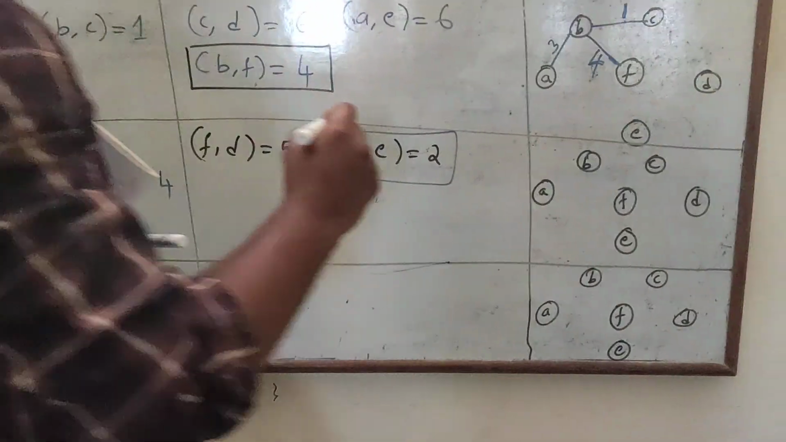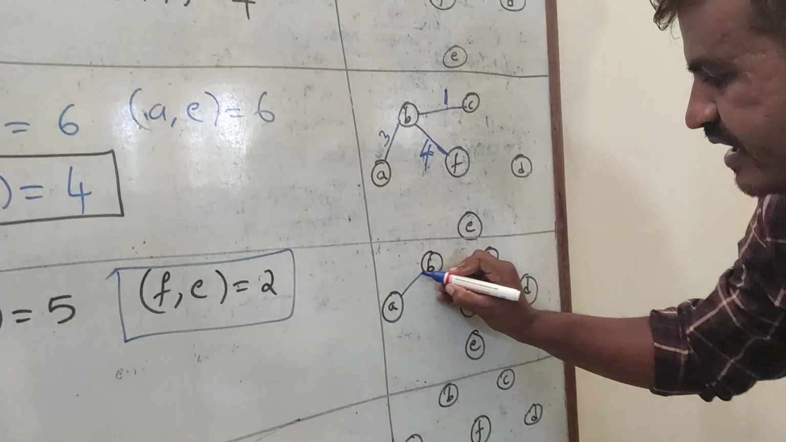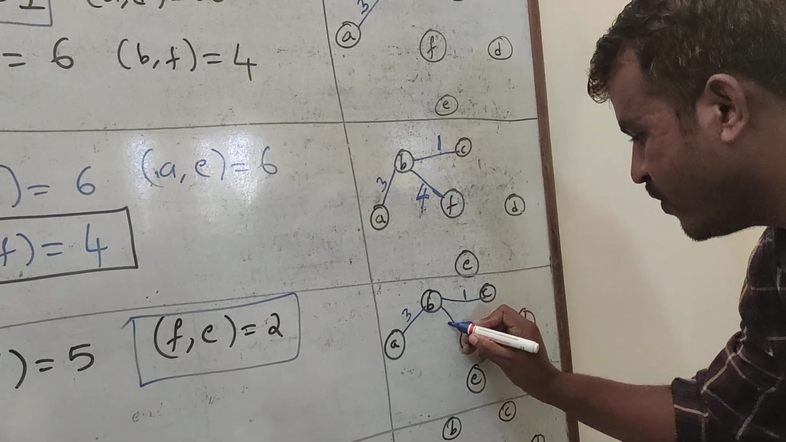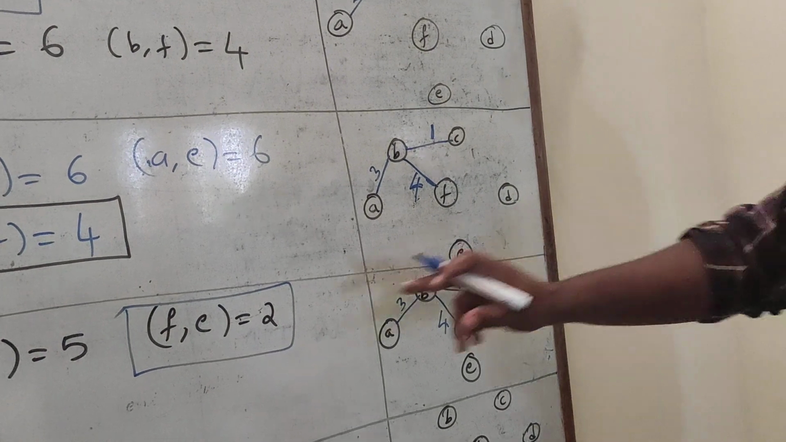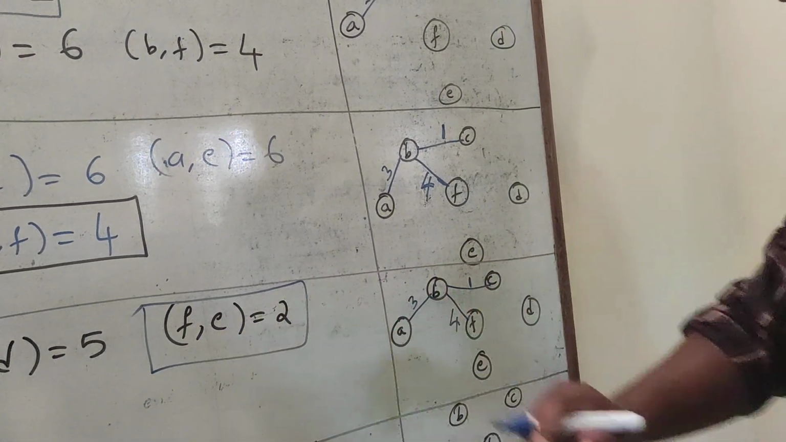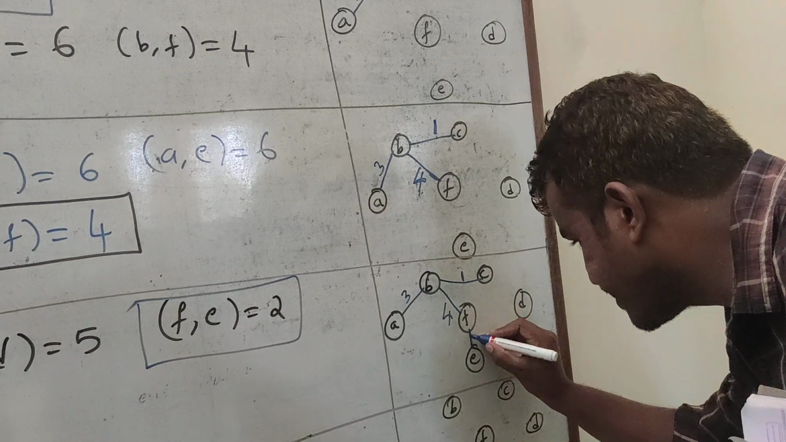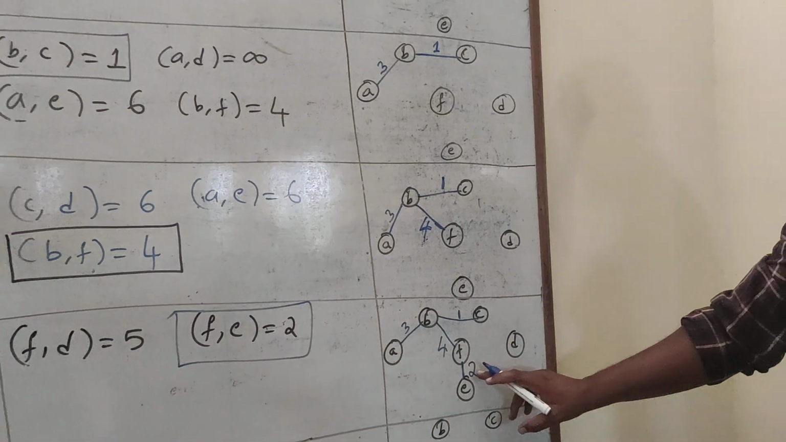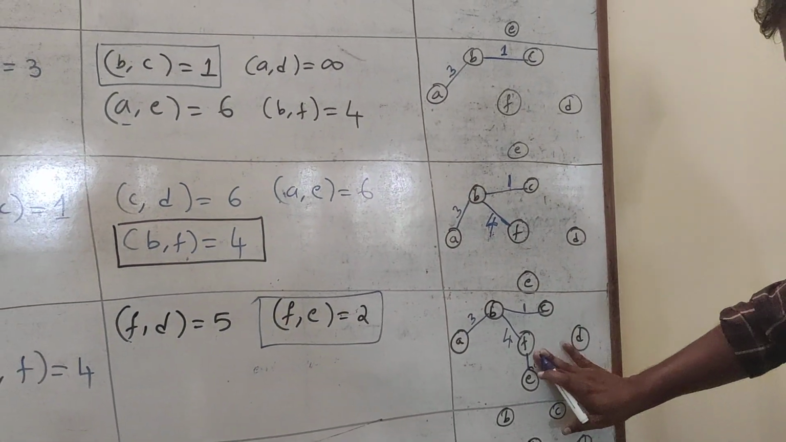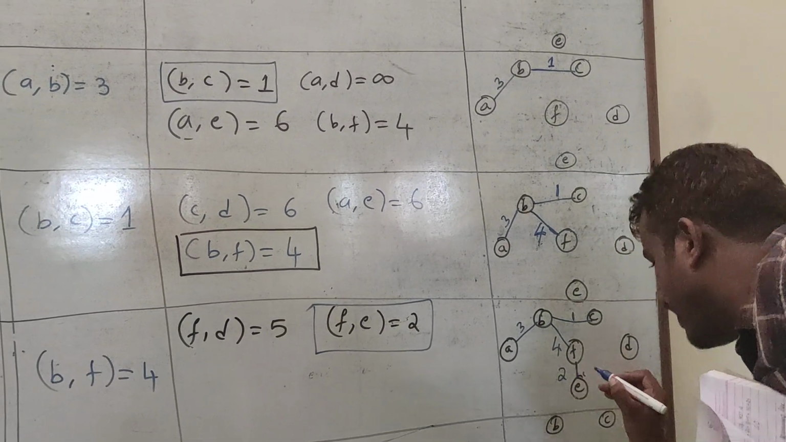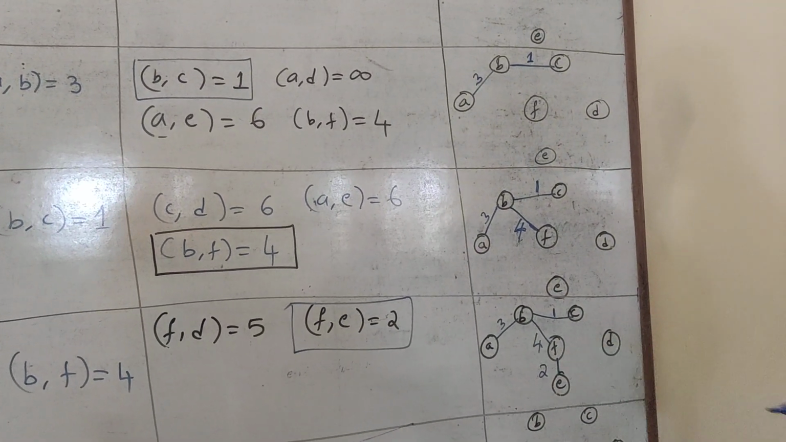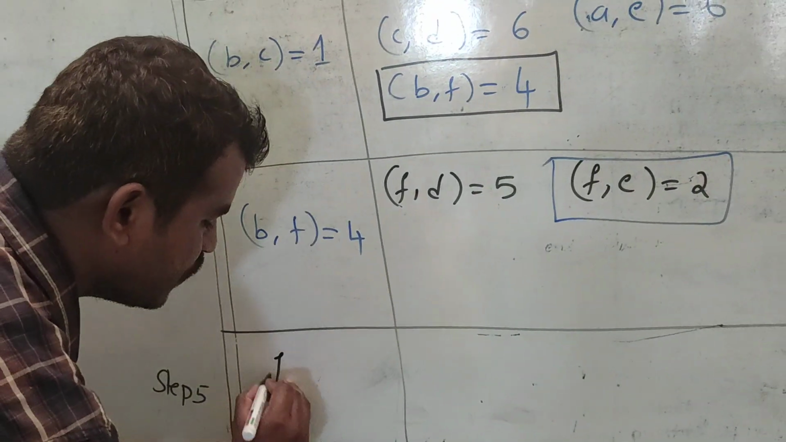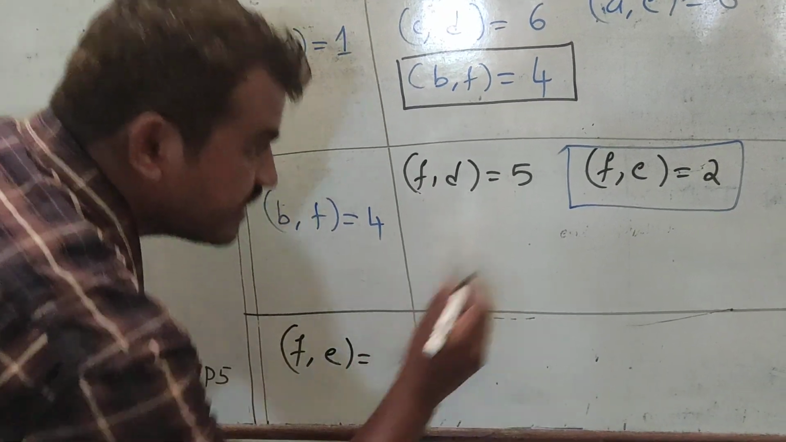Then write all edges. What are there earlier? This is 3, connected here. 1. Then this is 4. It is connected. Okay. Now newly you are going to connect. F to E is the least one. You connect it here. It is 2. The value is 2. Connect it. Okay. Then next remaining is F to E. The selected edge is 2.